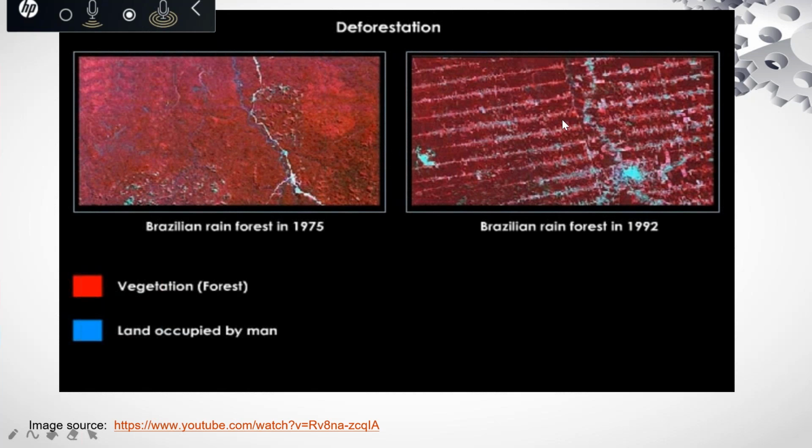So here we can distinguish between these two images and we can say that deforestation has occurred, and this type of detection is called change detection, which helps us to detect the changes over a span of some years. So this is also one of the applications.